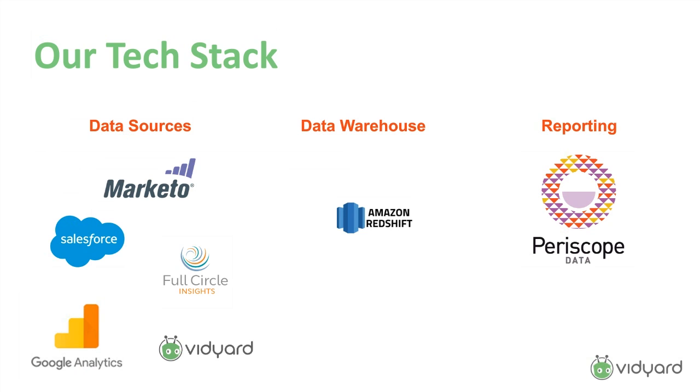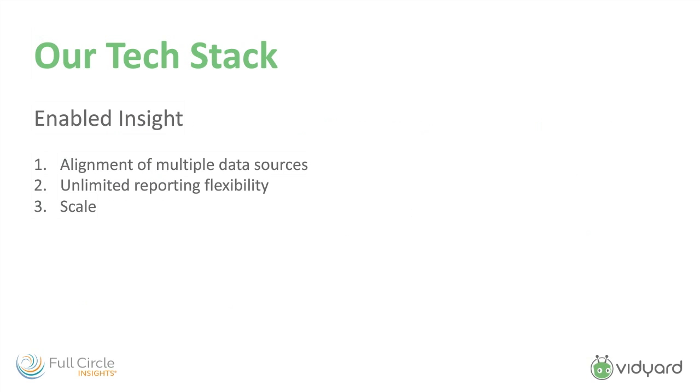So we've taken all of our data sources, Marketo, Salesforce, Full Circle Insights, Vidyard as well. We use our own data in here. And we've started pumping all this data on a regular basis into an Amazon Redshift warehouse. And on top of this warehouse is a reporting tool. We use Periscope Data. There are lots of other great options out there. Periscope was the right one for us. And this allows us to break free of the siloed native reporting tools that exist within our data sources. So this allows us to drive insights in the following ways.